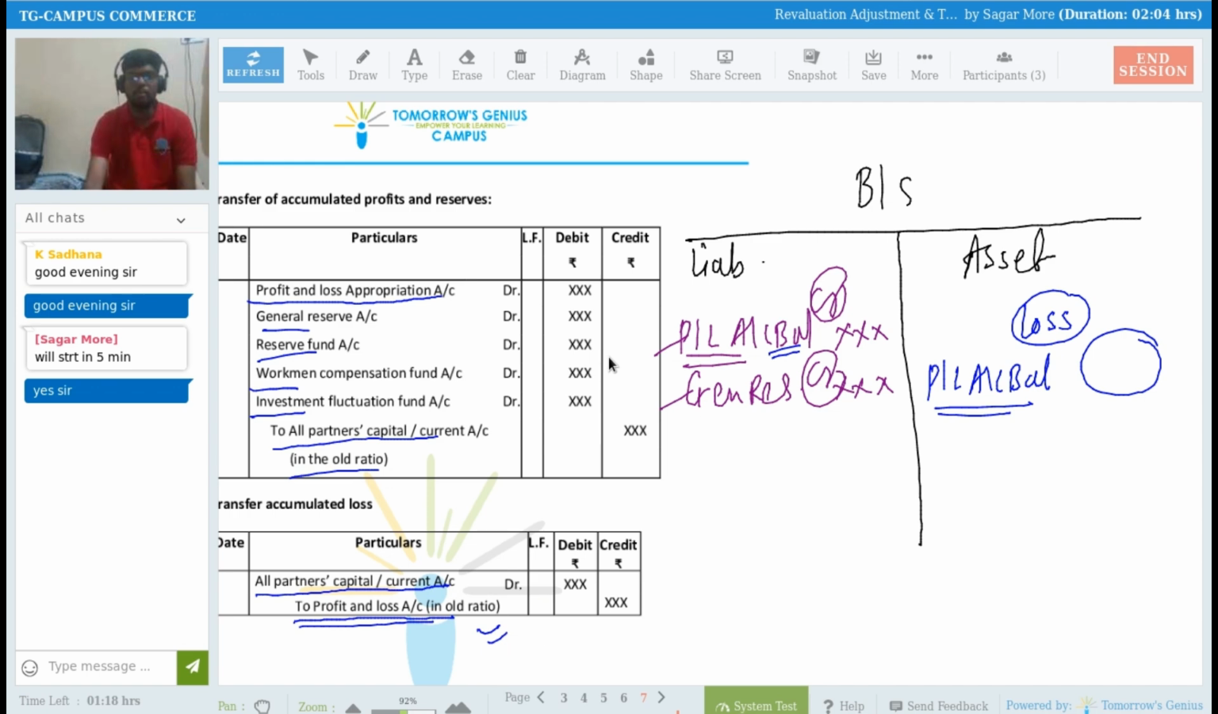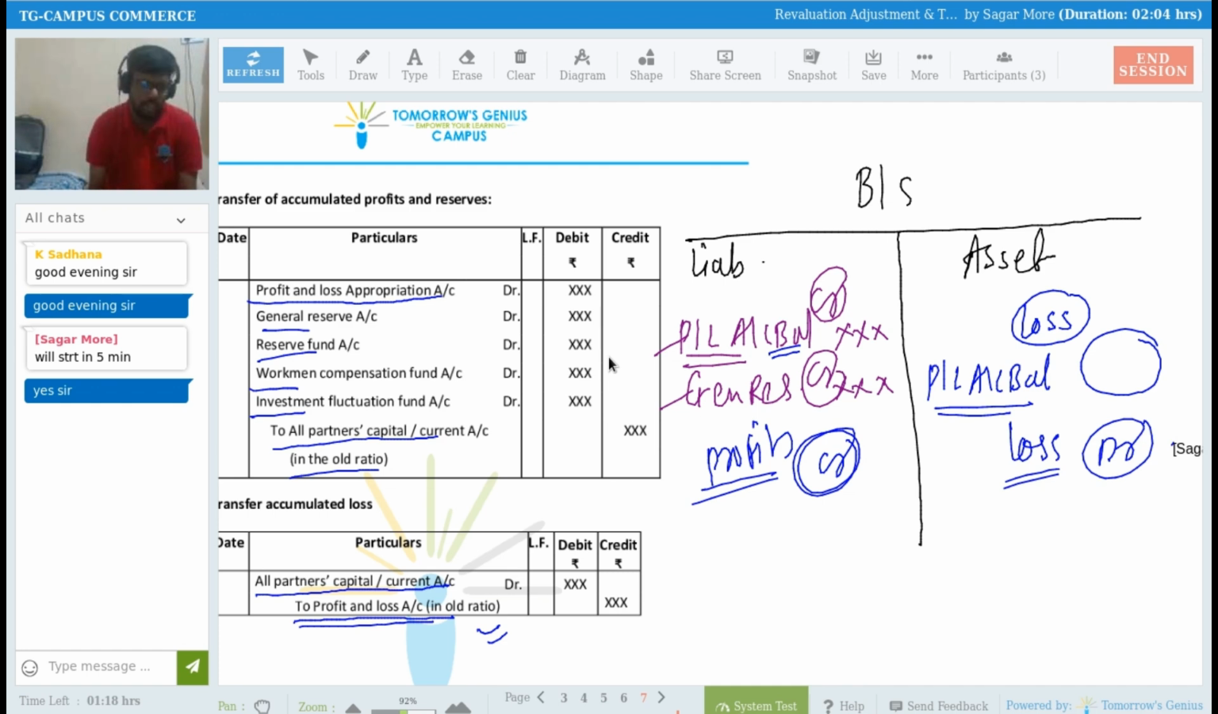sharing ratio. Simple. So profits you are going to record on the credit side of the partners' capital account, and losses you are going to record on the debit side of the partners' capital accounts. Accordingly you have to develop the general entry, and you have to distribute the same in the old profit sharing ratio.